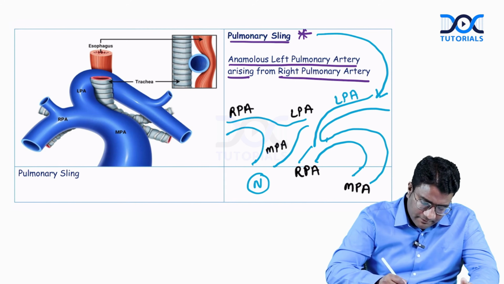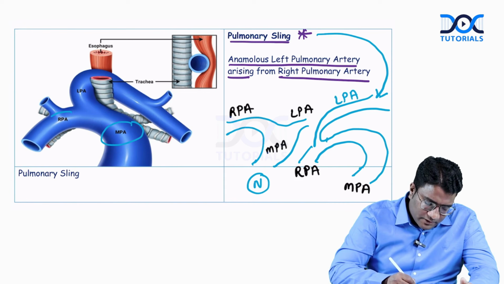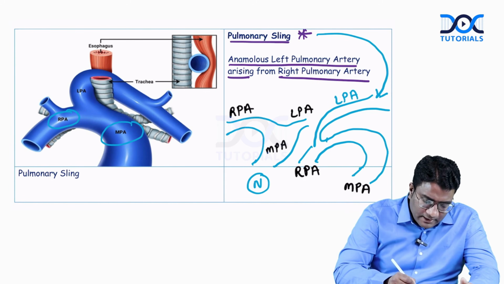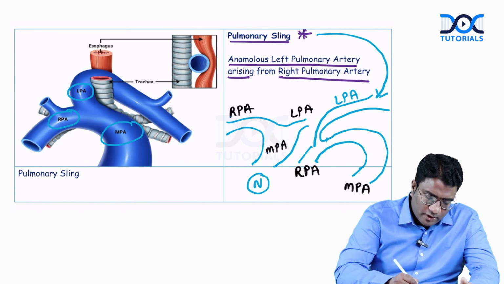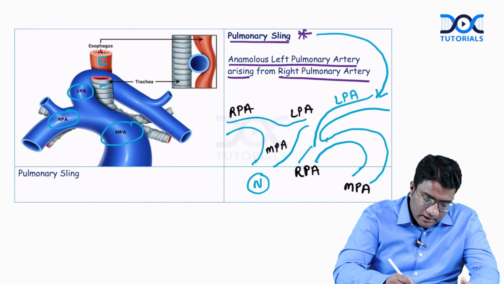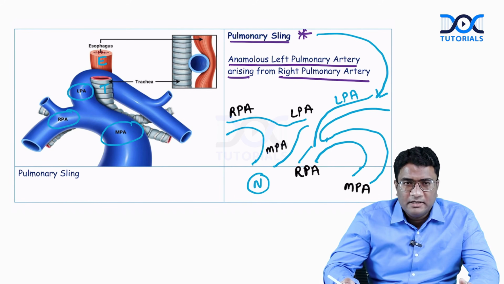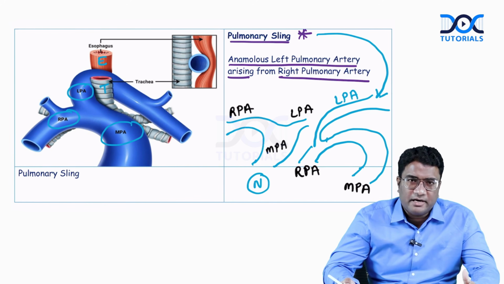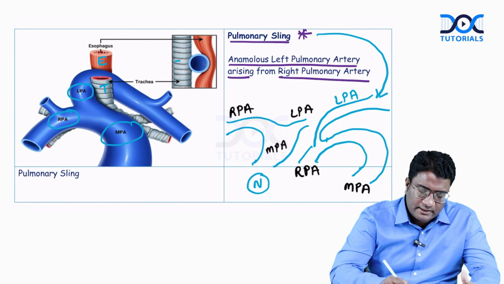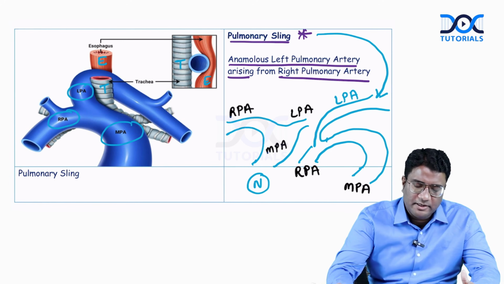Here you can see this is the main pulmonary artery which is giving rise to the right pulmonary artery. And the left pulmonary artery is coming from the right pulmonary artery, going between the esophagus and the trachea to supply the left lung. So anomalous left pulmonary artery arising from the right pulmonary artery, going between the trachea and the esophagus. This is pulmonary sling.